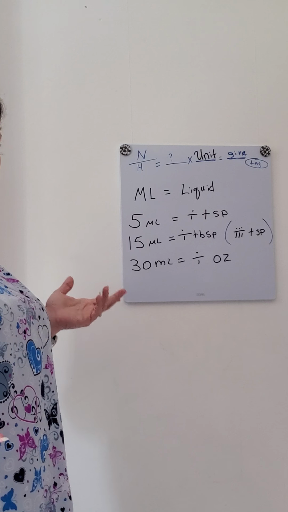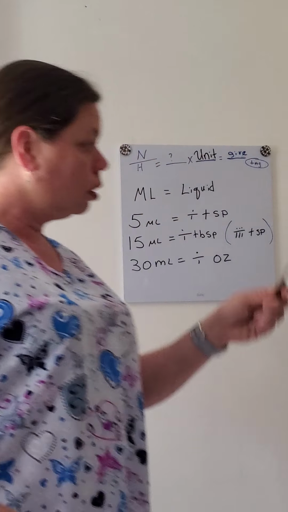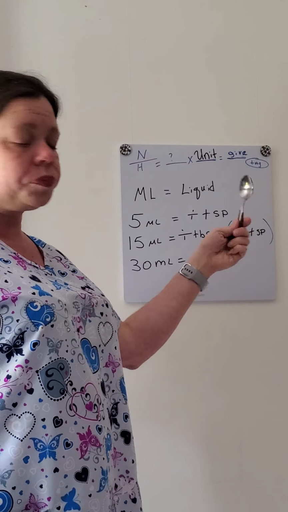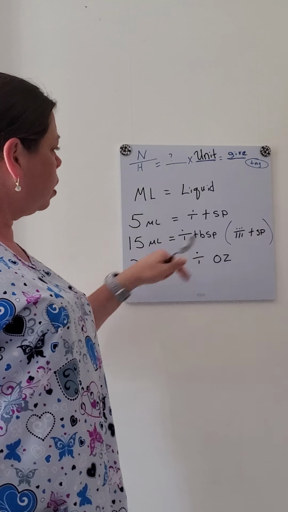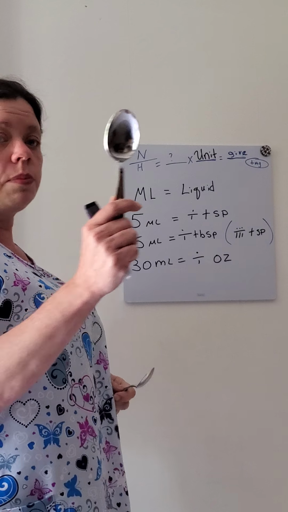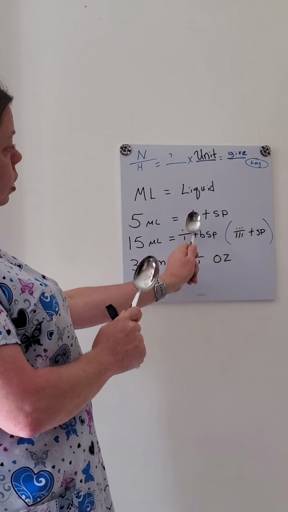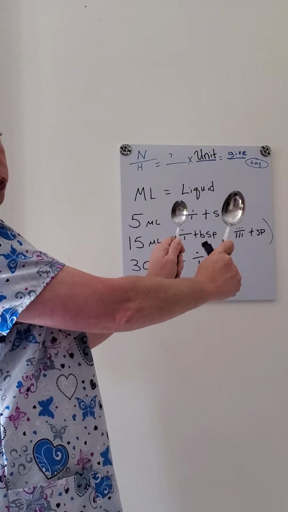1 teaspoon, like you use in your house. That's a teaspoon. 15 mLs equals 1 tablespoon. Tablespoon, the big spoon. There's 3 teaspoons in 1 tablespoon, by the way.